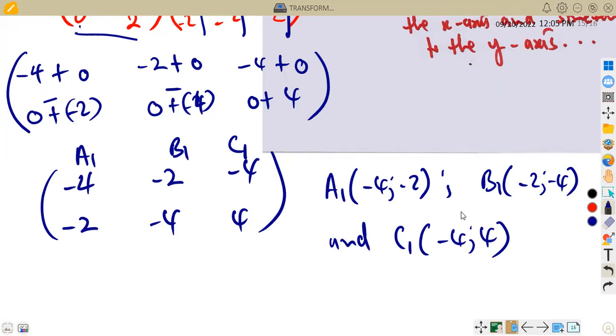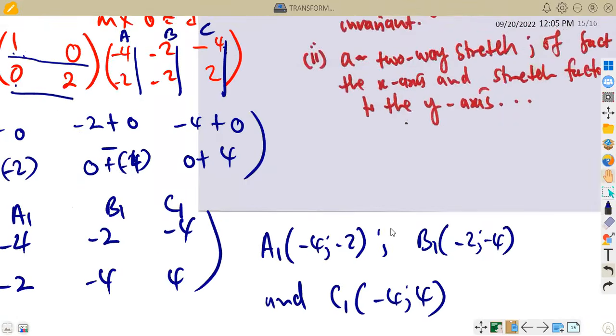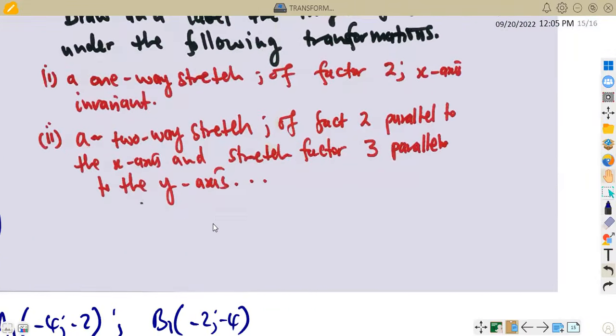Okay, so these are the coordinates that you're going to have. And with these coordinates, we are supposed to mark them, draw the object. Okay, so this one I'm not going to waste much time working on it, drawing the object, but these are the coordinates that you're going to use. Okay, so let us cross-check on this one, the item 2.